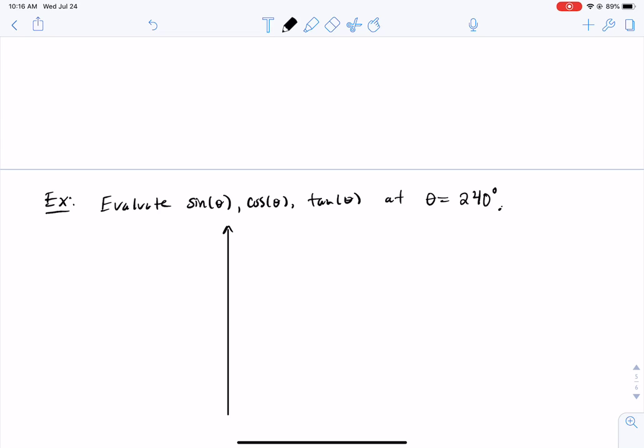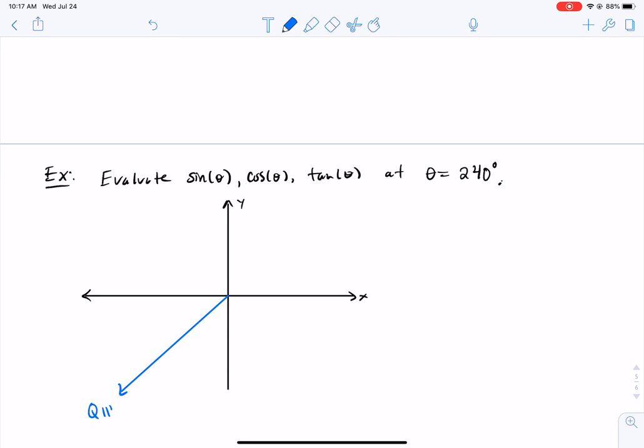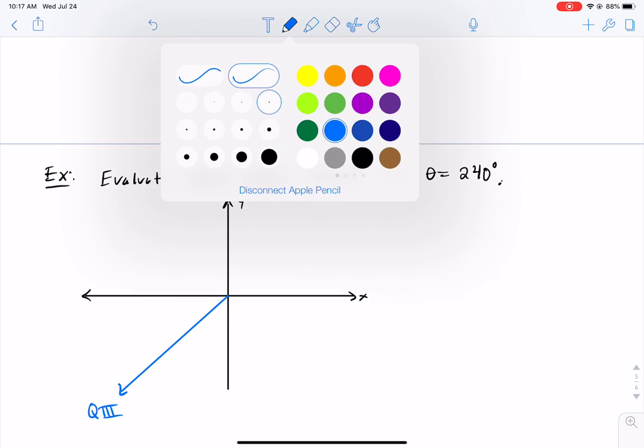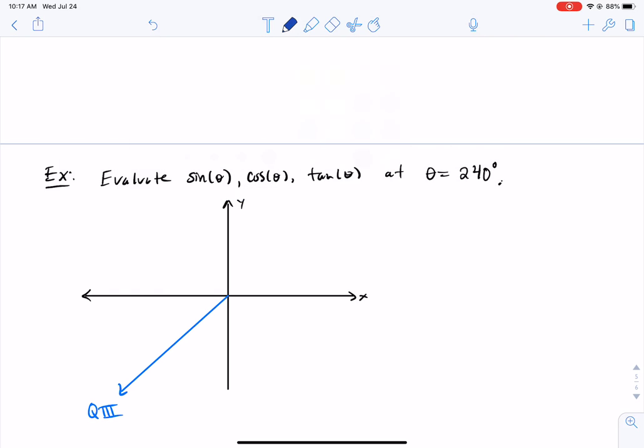So here we have the x, y axes. It's always the usual x, y axes that we draw. And 240 degrees, in this case, will be here. This is quadrant number 3. And the angle that they just gave you is this one right here. That's theta. Theta in this case is equal to 240 degrees.